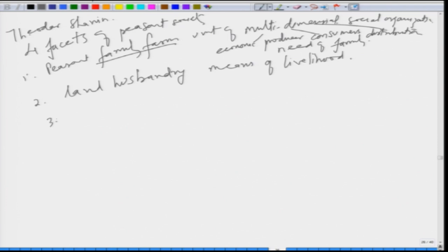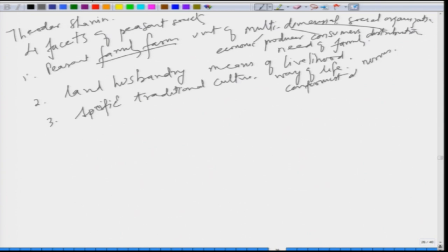And then the third thing which Shanin has pinpointed with regard to the peasantry is the specific traditional culture. And here the basic understanding is to be seen in terms of the way of life. I think this speaks about their motivation, their day-to-day activities, the various norms associated with the peasantry, and also a sort of conformist attitude. So these are the different components seen with regard to the peasantry in terms of traditional culture.